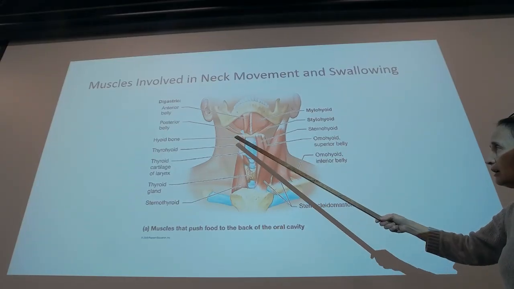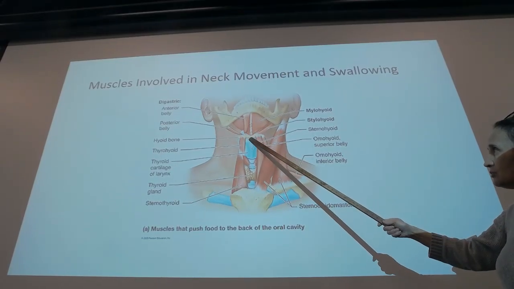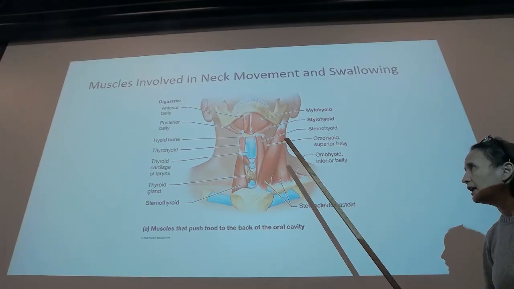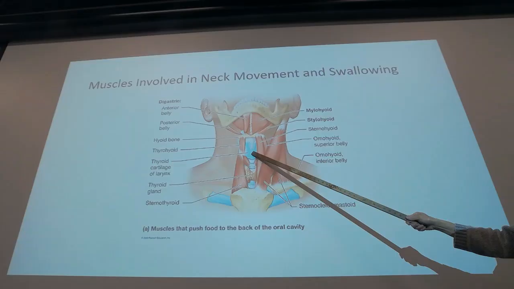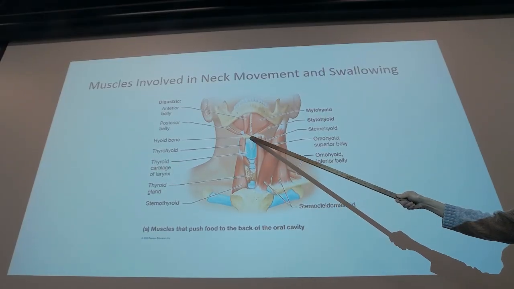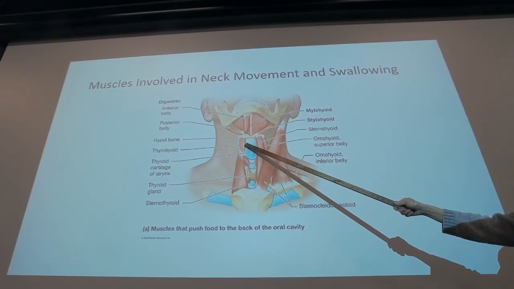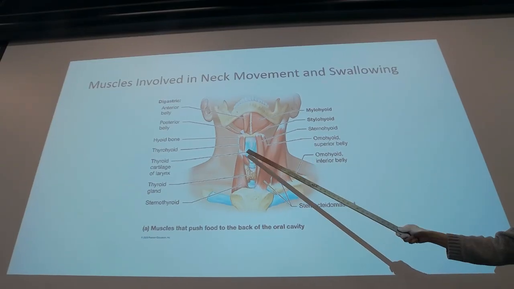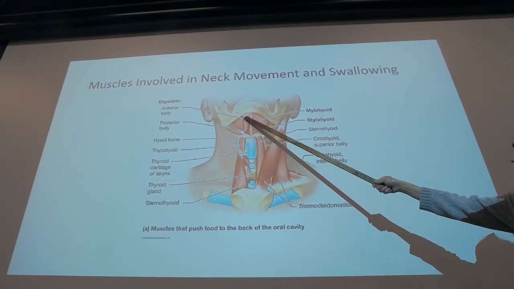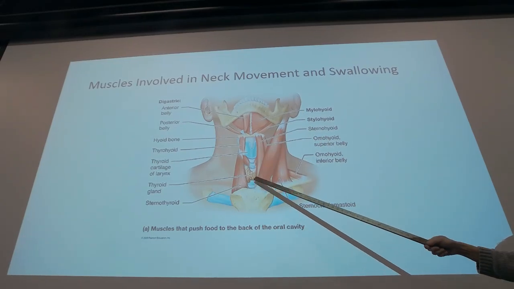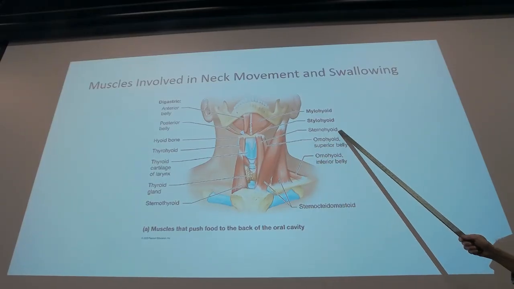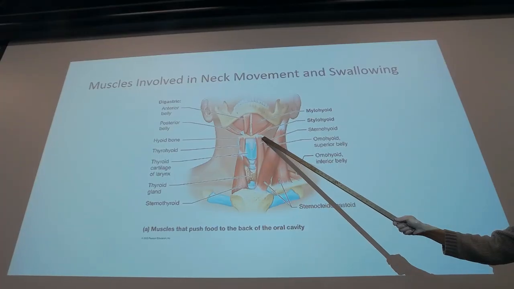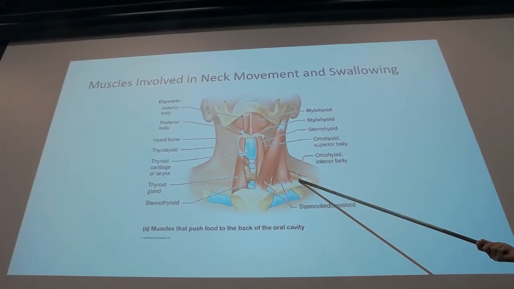This is the posterior belly of the digastric. It passes through this little tendon to elevate the hyoid and flex the head. And then in here, this muscle between the thyroid cartilage, which is this, and the hyoid bone would be thyrohyoid. So this is an infrahyoid muscle, while these ones are suprahyoid muscles. And then this muscle that runs between the manubrium of the sternum and the hyoid bone will be sternohyoid. And this is the superior belly of the omohyoid. This is the inferior belly of the omohyoid.